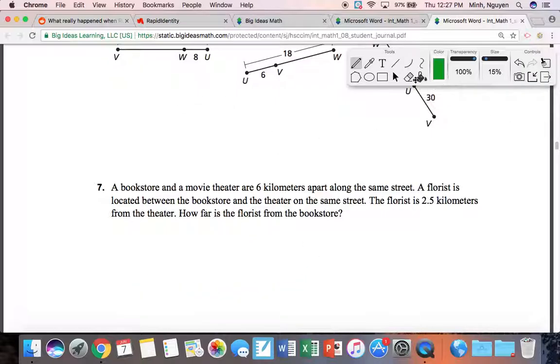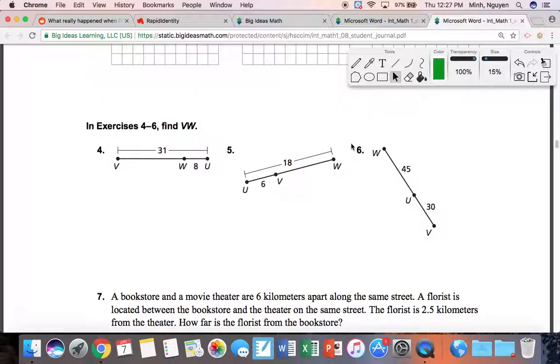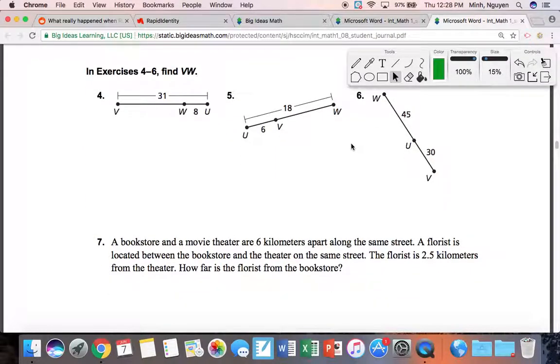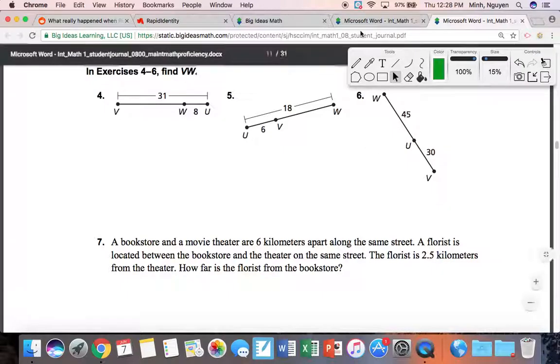All right, guys. I hope that was super simple. It's a lot of addition, a lot of counting. So that's section 8.2 of your student journal. If you have any questions still, make sure you ask your teacher or let me know, and we'll get those addressed.